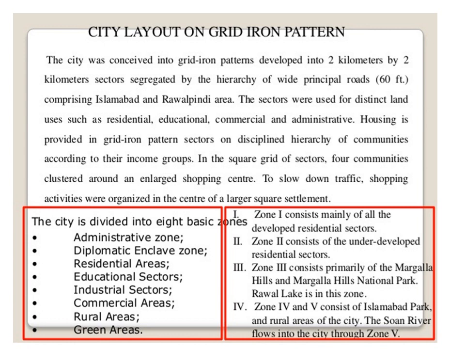The sectors were used for distinct land uses such as residential, educational, commercial, and administrative purposes. Housing is provided in gridiron pattern sectors on a disciplined hierarchy of communities according to their income group. In the square grid of sectors, 4 communities are clustered around an enlarged shopping center. To slow down traffic, shopping activities were organized in the center of a large square settlement.